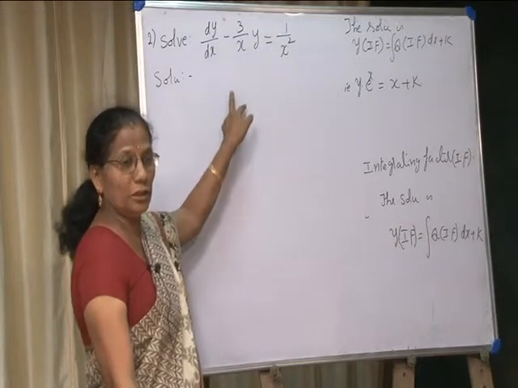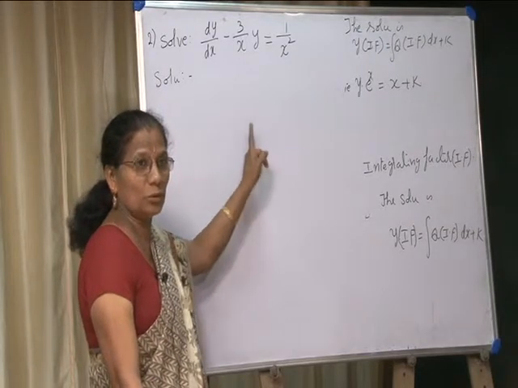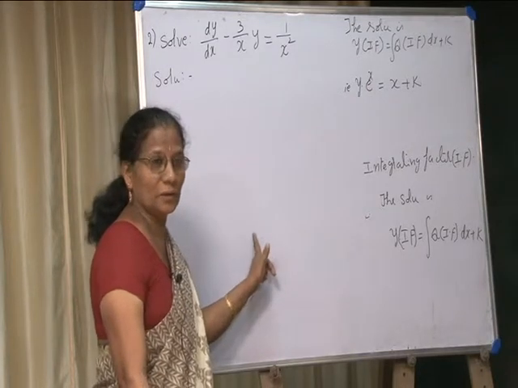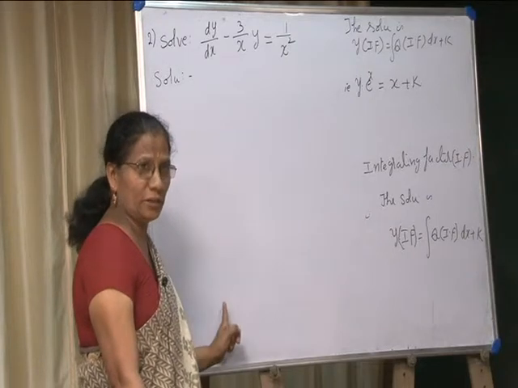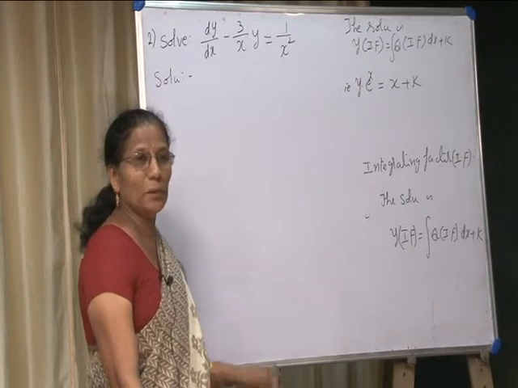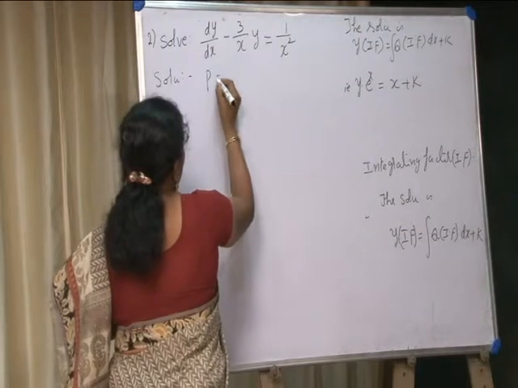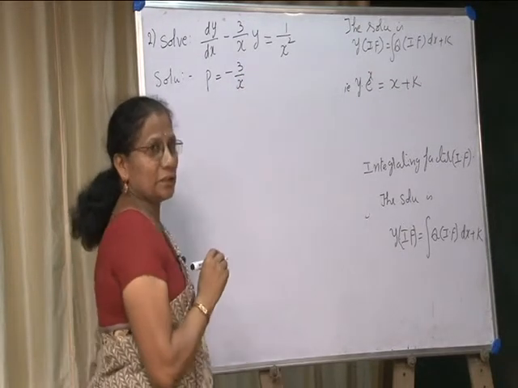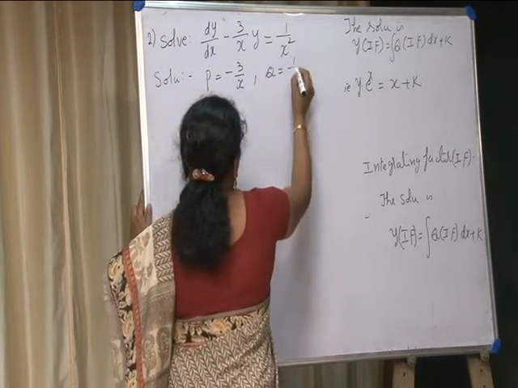So, how to solve linear equations? First we have to take p is equal to what, q is equal to what. Then we have to find the integrating factor. Once you find the integrating factor, the solution is y into integrating factor is equal to integration of q into integrating factor plus k. So p is equal to minus 3 by x, do not forget to take the minus sign. Q is equal to 1 over x squared.